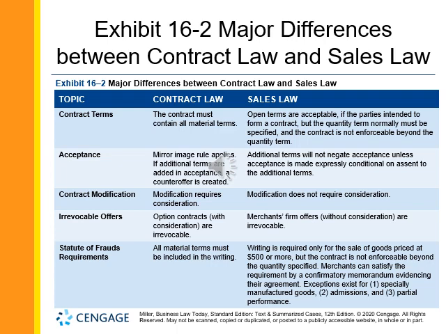For the topic of acceptance, the mirror image rule applies in contract law cases. If additional terms are added in acceptance, a counteroffer is created. Under sales law, additional terms will not negate acceptance unless acceptance is made expressly conditional on assent to the additional terms. Under the topic of contract modification, under standard contract law, modification requires consideration. Not so with sales law, where modification does not require consideration.